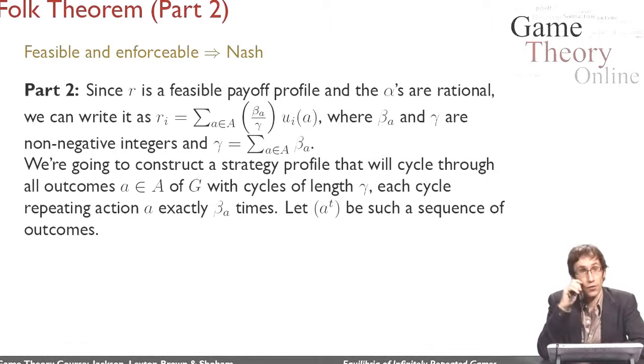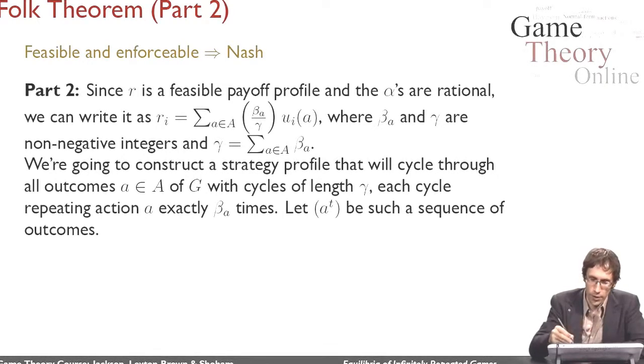Now, I'm going to construct a strategy profile, and then on the next slide, I'm going to argue to you that that strategy profile is an equilibrium, or that we can turn it into an equilibrium. So let's make a strategy profile that cycles through all of the outcomes using cycles of length gamma. The way it's going to work is that each cycle is going to repeat action a exactly beta_a times. So we're going to have our game matrix here.